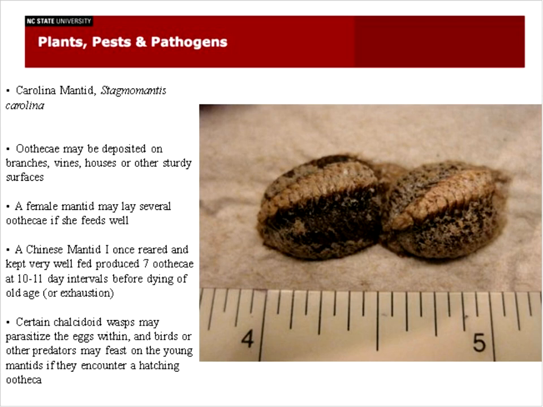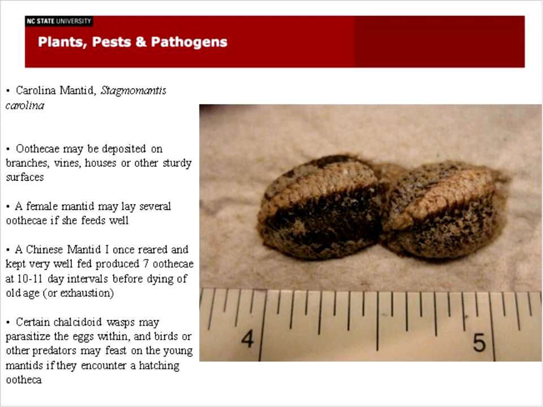This was getting into December finally, and of course she was inside, and she finally just passed away of either old age or perhaps exhaustion. But I unfortunately did not keep those ootheca and put them outdoors to see whether they were all equally fertile and whether young hatched from each one, because she only mated one time before she started to lay her eggs.